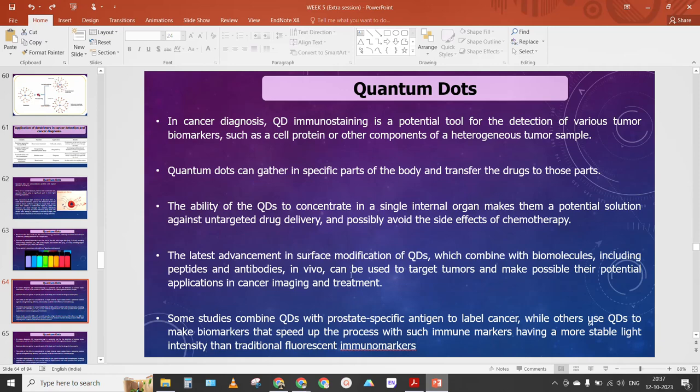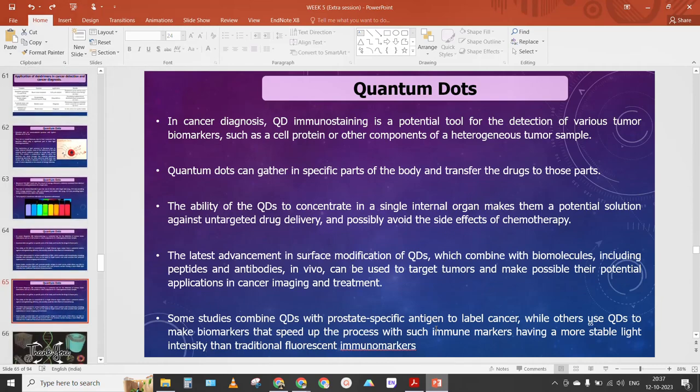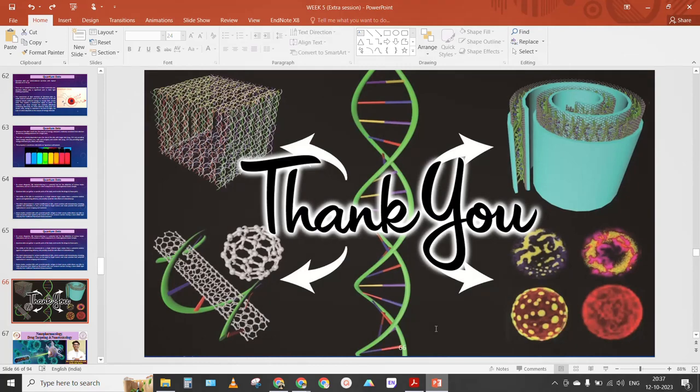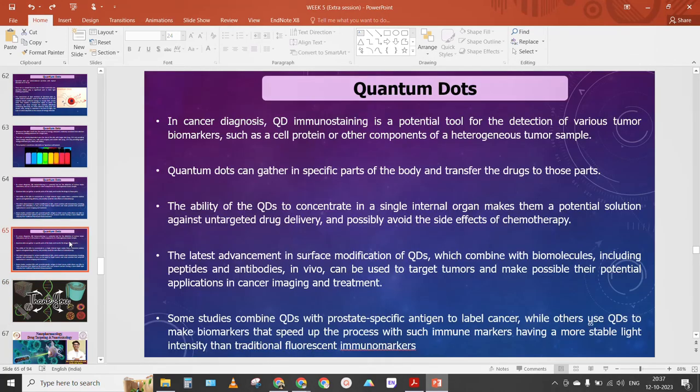Then, the latest advancement in the surface modification of quantum dots, combining them with biomolecules including peptides and antibodies in vivo, can be used to target tumors and makes possible their potential applications in cancer imaging and treatment. Some studies combine quantum dots with prostate specific antigen to label cancer, while others use quantum dots to make biomarkers that speed up the process, with such immune markers having a more stable light intensity than traditional fluorescent immunomarkers. So this is all about quantum dots.